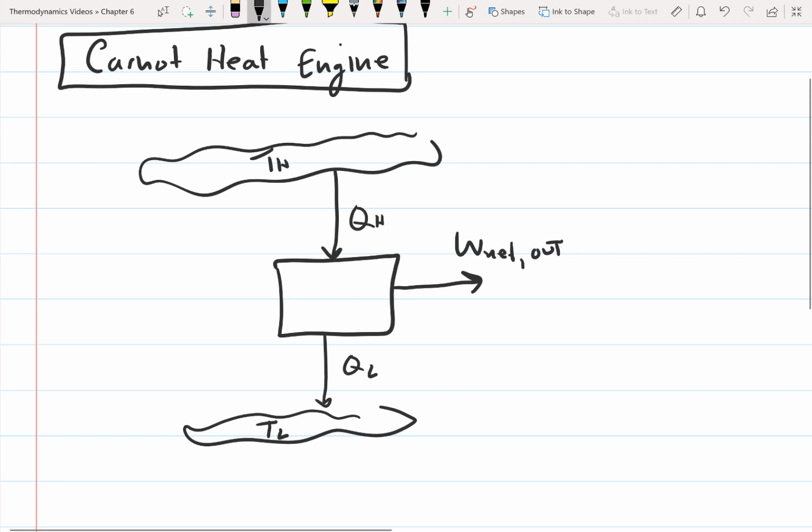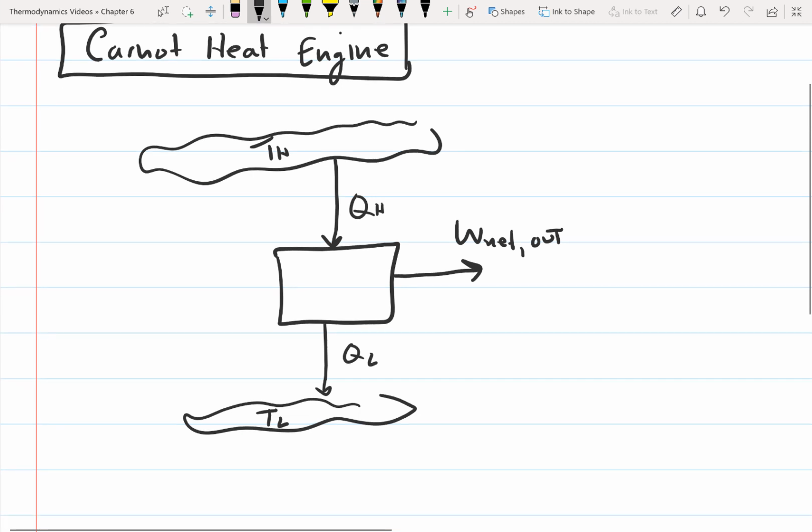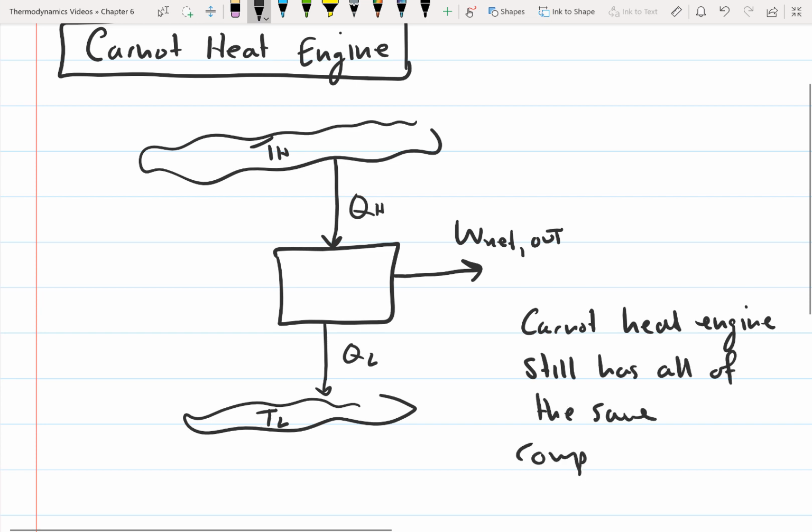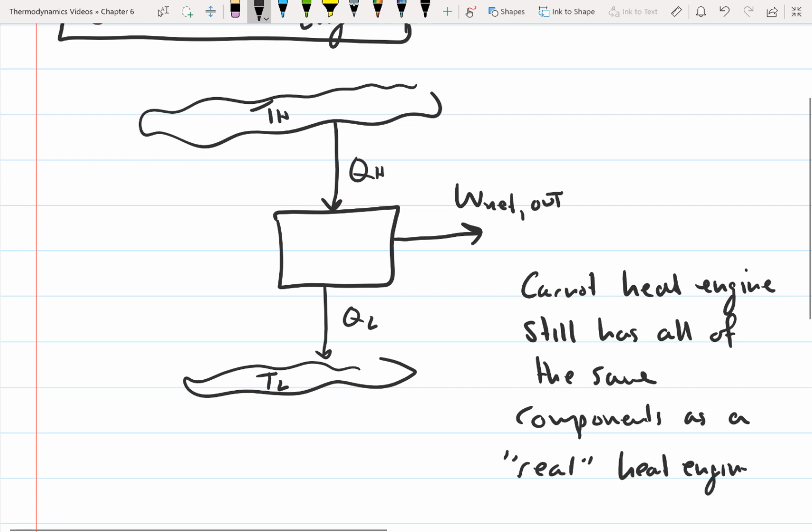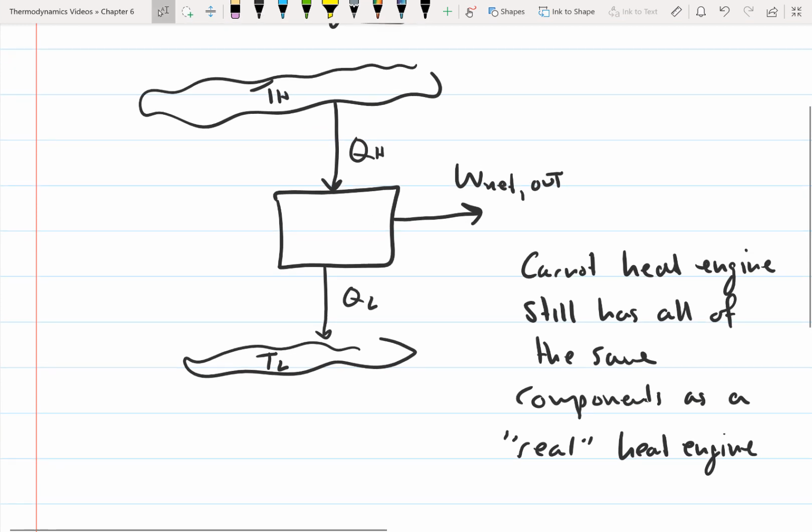So the Carnot cycle, or the Carnot heat engine, still has all of the same components as a real heat engine. So I'm just going to write that down. The Carnot heat engine still has all of the same components as a real heat engine. Basically, the Carnot heat engine still has a boiler, turbine, compressor, a pump. The difference is that the processes in the Carnot cycle take place in a pretty specific way.